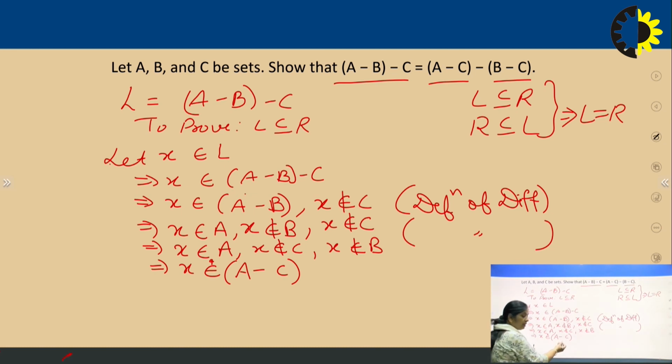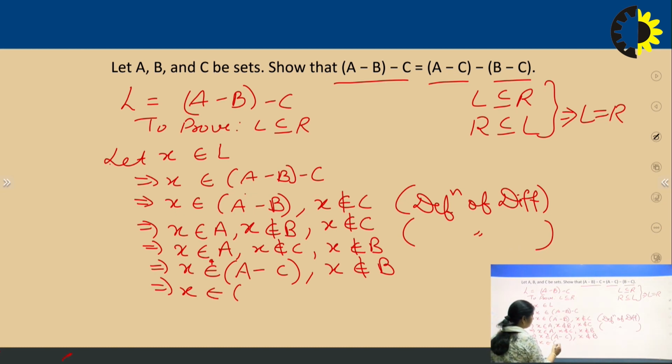So x belongs to A minus C, and what else are we having? x doesn't belong to B. Now what else do we want? We want B minus C. Now see, x doesn't belong to B, it means it is not an element of B. And what is the requirement of our right hand side? We have to take the B minus C set. What is the B minus C set? That is a subset of B. So when x doesn't belong to B, it will definitely not belong to any subset of B.